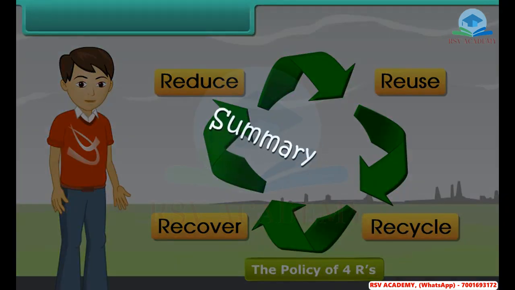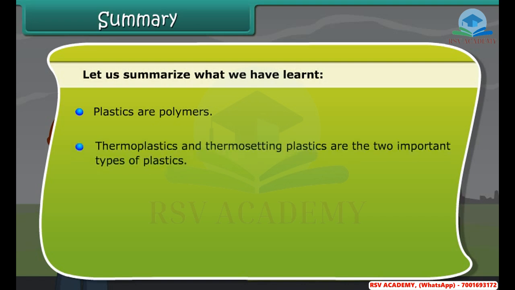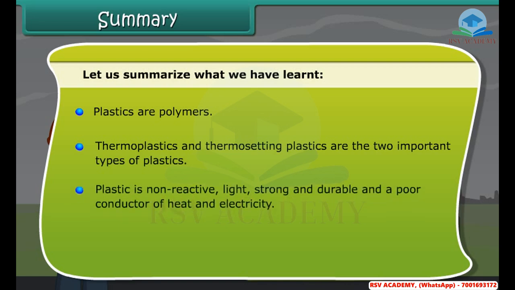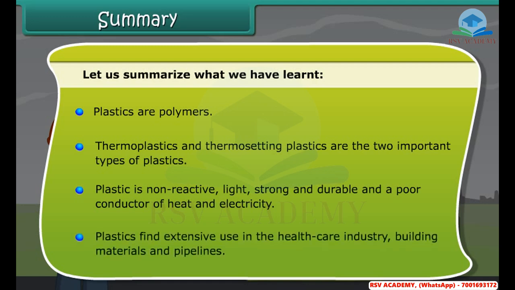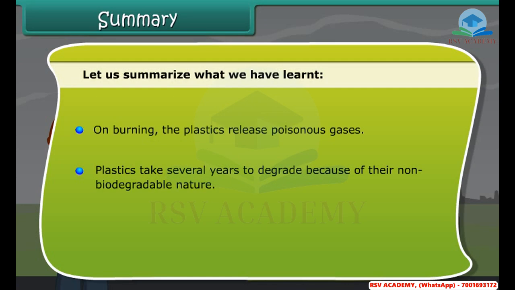Summary. Let us summarize what we have learned. Plastics are polymers. Thermoplastics and thermosetting plastics are the 2 important types of plastics. Plastic is non-reactive, light, strong and durable, and a poor conductor of heat and electricity. Plastics find extensive use in the healthcare industry, building materials and pipelines. On burning, the plastics release poisonous gases. Plastics take several years to degrade because of their non-biodegradable nature.